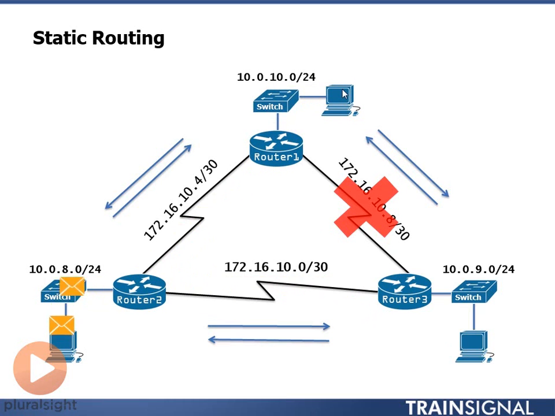So this is where dynamic routing becomes incredibly valuable, because what dynamic routing does is it gives us a protocol to allow the routers to communicate with each other in order to alert each other when these events happen, when a network link goes down, and how we can reroute packets in a different way.